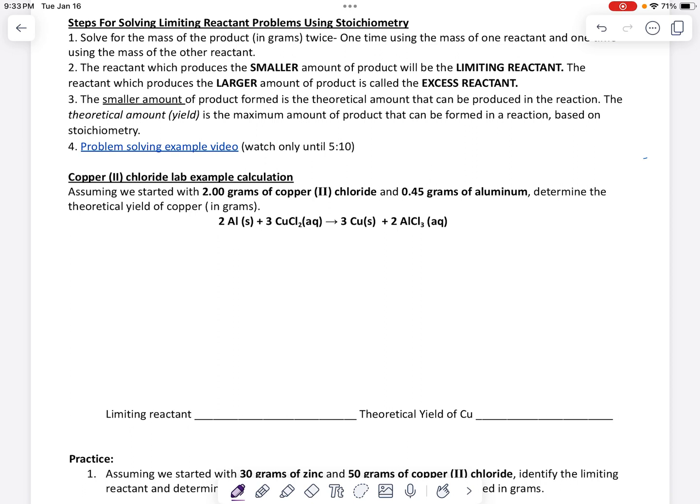All right, so I'll start with my 2 grams of copper chloride. And this is a gram to gram stoichiometry problem. So I need to know how many moles 2 grams is of copper chloride. Then I will relate my copper chloride to copper using that mole ratio, the coefficients in the balanced equation. And then once I have moles, I will then go to grams using molar mass.